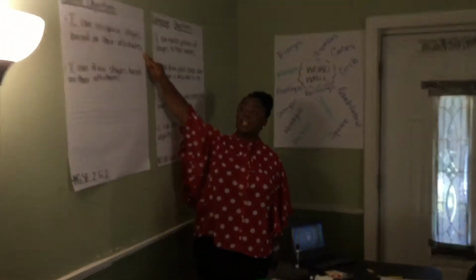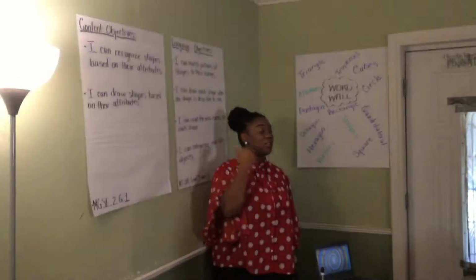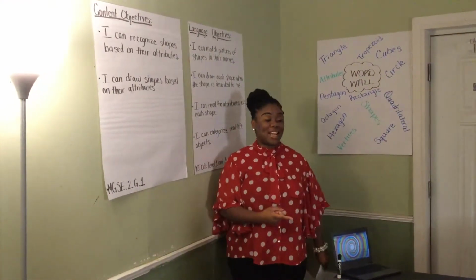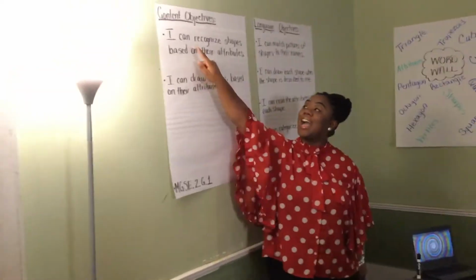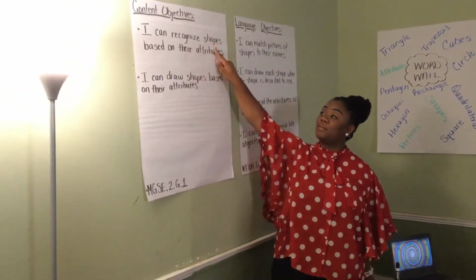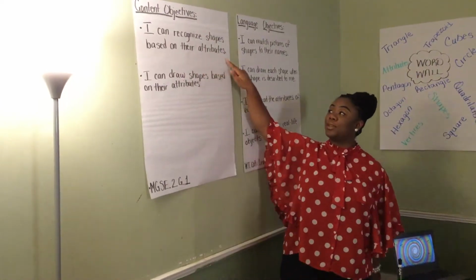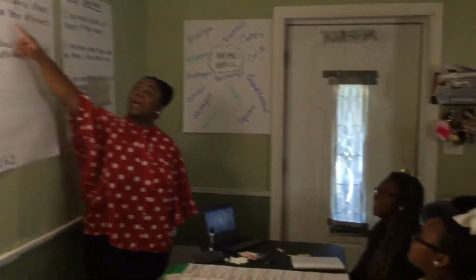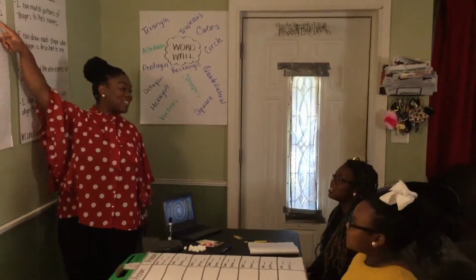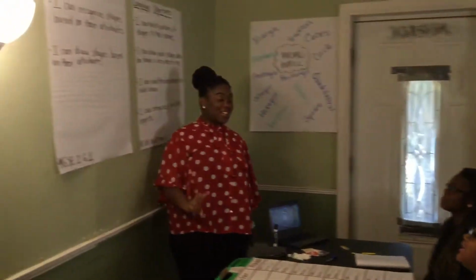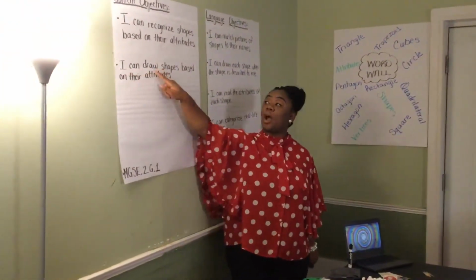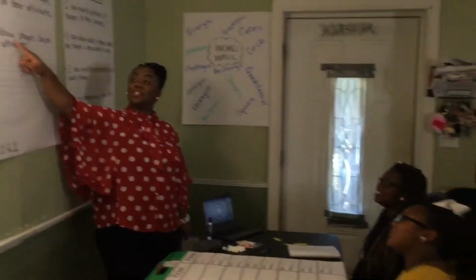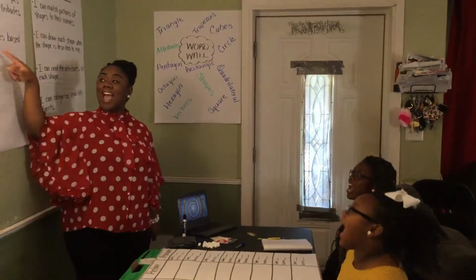So we're going to read the content objectives first. I'm going to read it and then you can follow, okay? We're going to read it twice. I'll read it the first time. You'll read it the second time. Ready? I can recognize shapes based on their attributes. Repeat. I can recognize shapes based on their attributes. Great job. Our second content objective is I can draw shapes based on their attributes. Repeat. I can draw shapes based on their attributes.